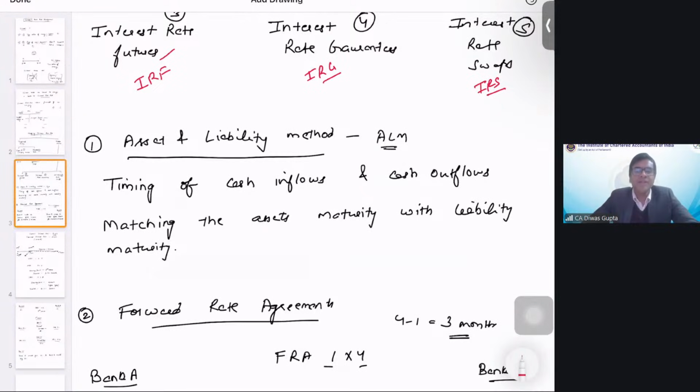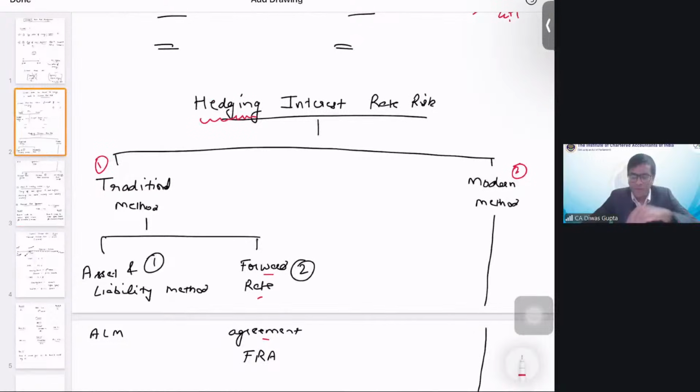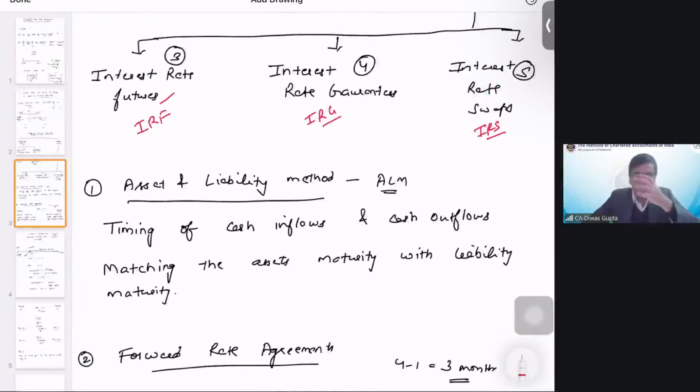So the first method is the asset and liability method, ALM. We are starting with the traditional method, students. Now if you see, students, in any business there are assets and liabilities, right? These assets and liabilities are receivable in cash and payable in cash. Liabilities are payable in cash, assets are receivable in cash. By cash, I mean the money. Now, these assets and liabilities have different maturity profiles.